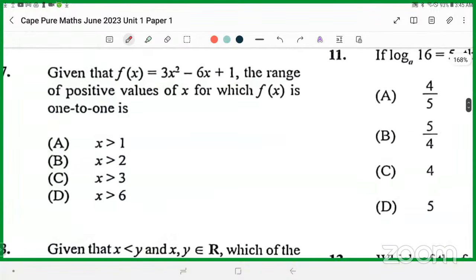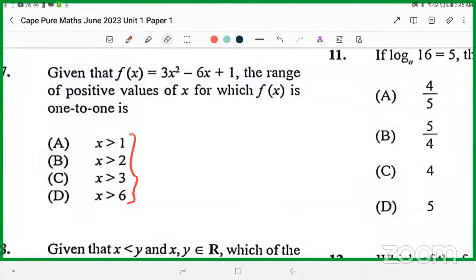So this one gives us this function. It's a quadratic and it wants us to find the range of positive values of x such that f of x is 1 to 1. What happens is that it's a smile-shaped quadratic function. For it to be 1 to 1, you have to use either half of it over here or half of it over there.